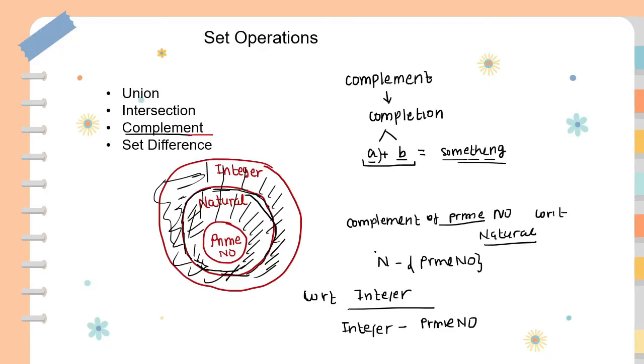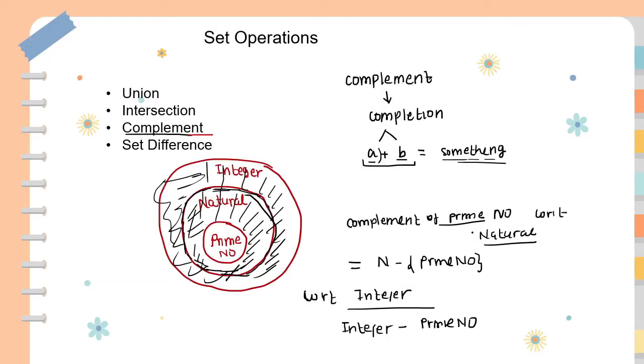So let us write this one. Natural number minus prime number. So natural number here minus prime number will give 3, 2, 3, 5, 7 and so on. So we will subtract all these elements from natural number, then we'll give the complement of prime number with respect to natural number, and we will subtract all prime numbers, that is 2, 3, 5, 7 from integer, then we will give the complement of prime number with respect to integer.